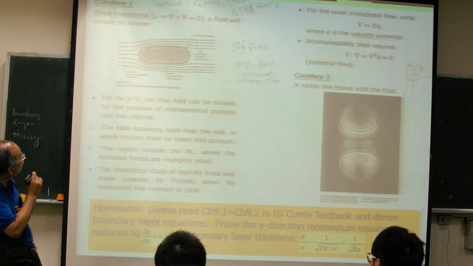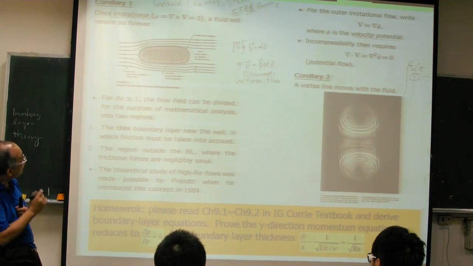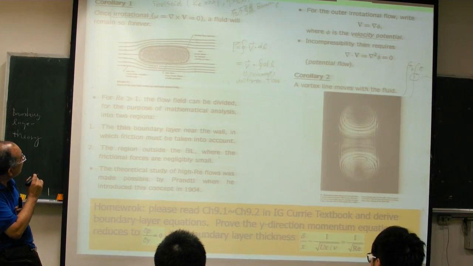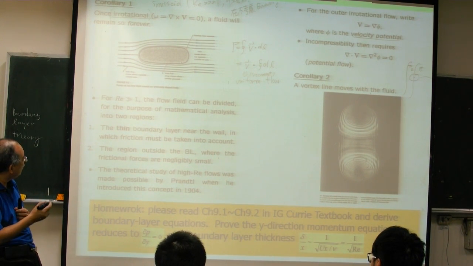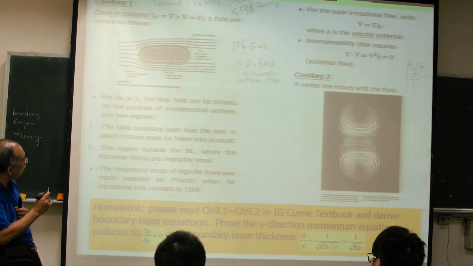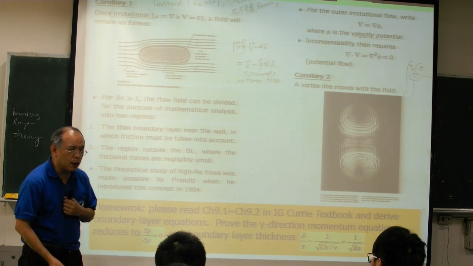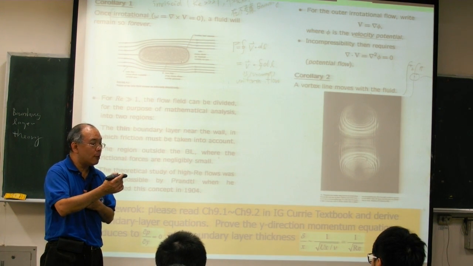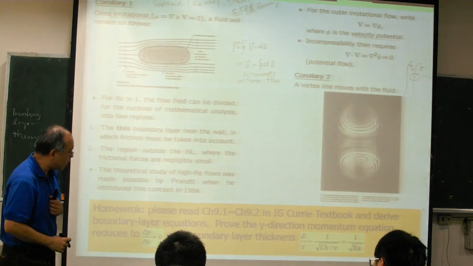Okay, so near the wall here, we have the boundary layer. Outside of this boundary layer, we have the irrotational flow, where the friction force is negligible. This is only for high Reynolds number. Low Reynolds number means the boundary layer will be thick. High Reynolds number means the boundary layer will be very thin.